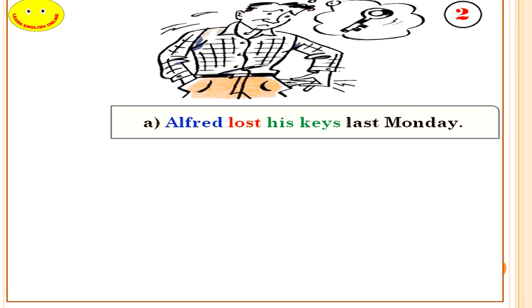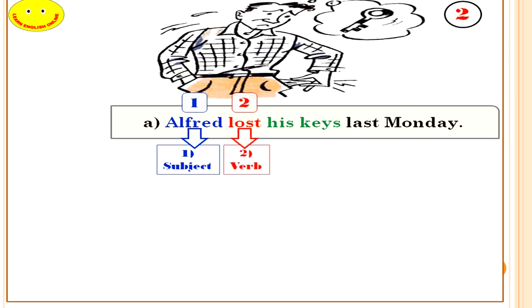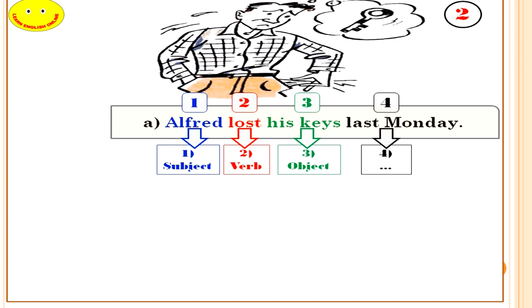What we're going to do now is to divide the sentence again into how many parts? Here, that's great, we have 4 parts. Part number 1 is Alfred, and it is the subject of the sentence. Part number 2 is lost, and it is, you remember? Great, it is the verb. Part number 3 is his keys, and it is the object of the sentence. And finally, last Monday, as we had with example number 1, it is the rest of the sentence. Okay? So this sentence now is in the active voice.